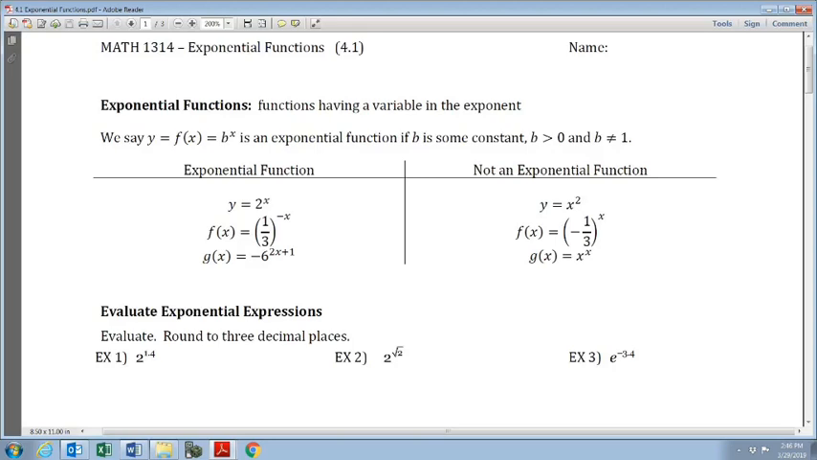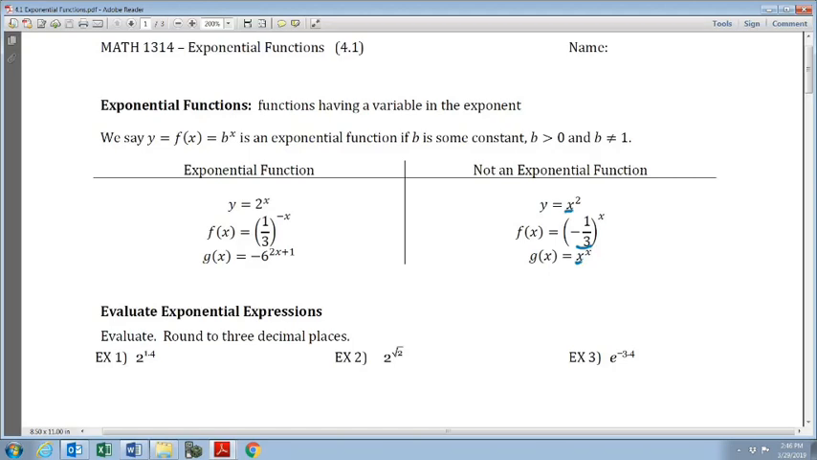Now on the other side, notice y equals x squared. Well, that's a variable, it's not a constant. And here we have the problem that the base is negative. And once again, the base here is not a constant. So these are all not exponential functions.